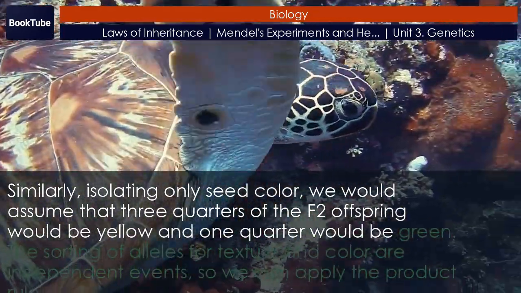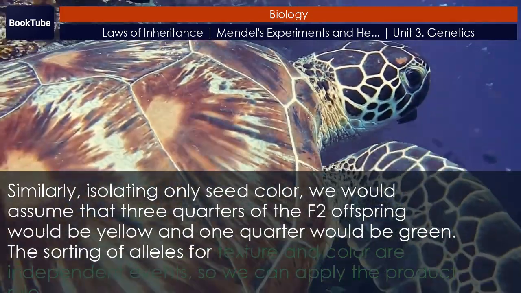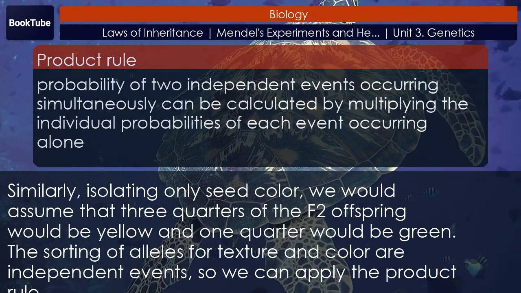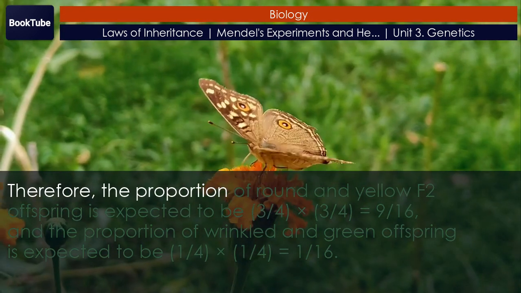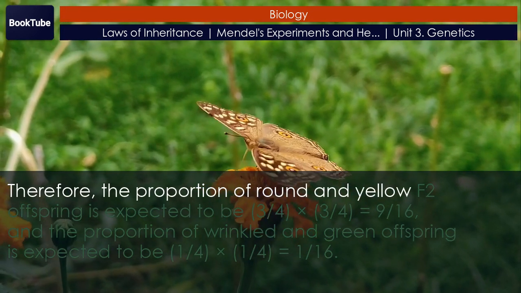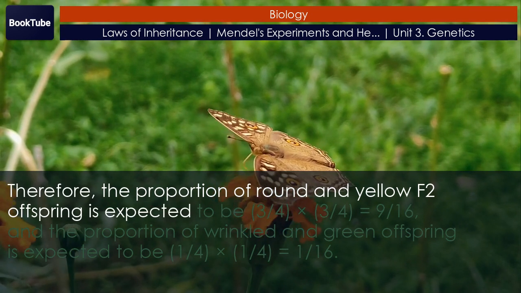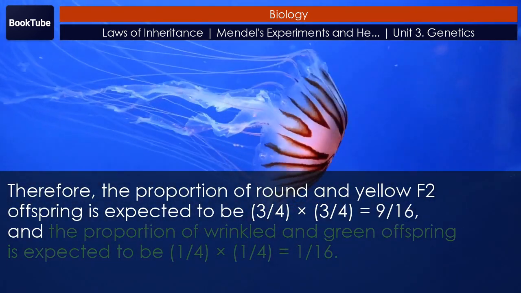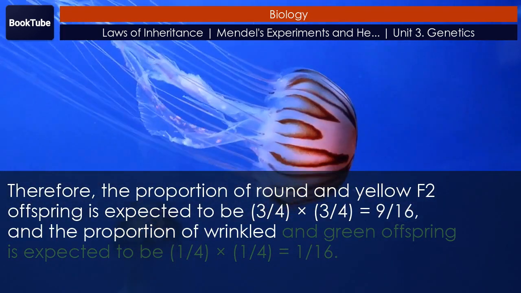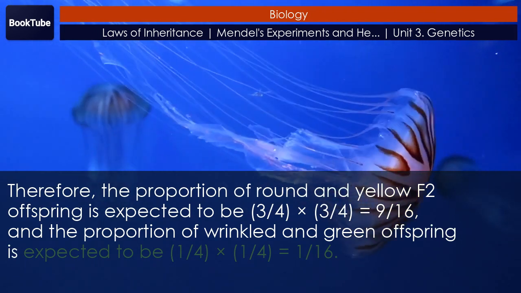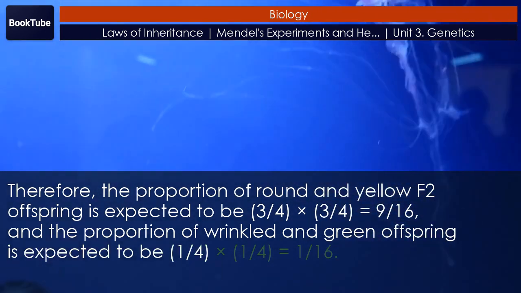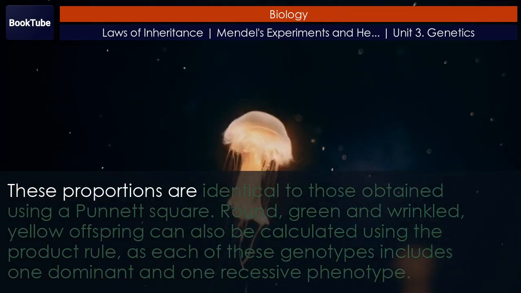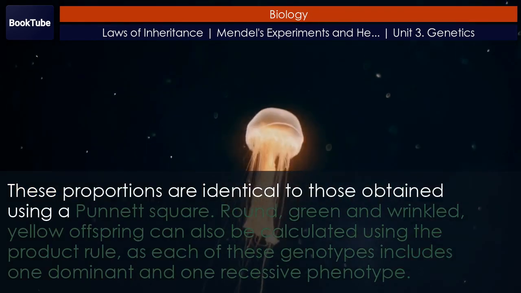Similarly, isolating only seed color, we would assume that 3/4 of the F2 offspring would be yellow and 1/4 would be green. The sorting of alleles for texture and color are independent events, so we can apply the product rule. Therefore, the proportion of round and yellow F2 offspring is expected to be 3/4 times 3/4 equals 9/16, and the proportion of wrinkled and green offspring is expected to be 1/4 times 1/4 equals 1/16. These proportions are identical to those obtained using a Punnett square.